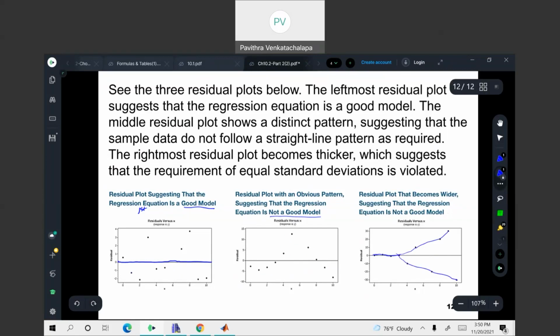Now you can see the pattern is getting wider and wider as you go on, right? As you go on, it is becoming wider and wider, and that is why this is not a good model. Okay? So that will complete your chapter 10.